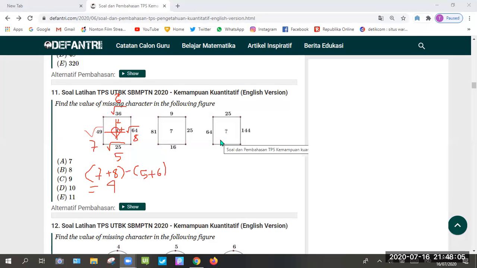Let's move on to the next square to check the pattern, all right? So this is 9, this is 5, this is 3, this is 4. So this should be 14 minus 7. So 7.